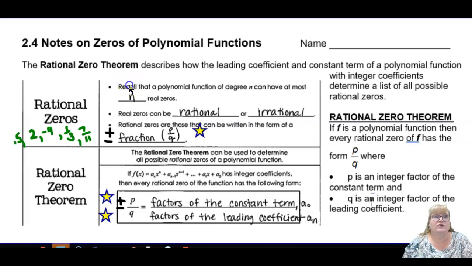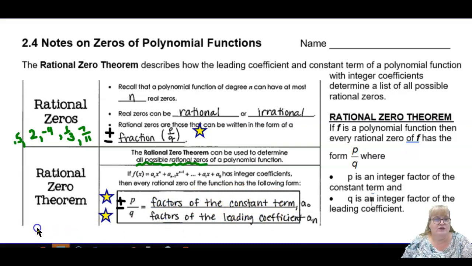imaginary numbers. So recall that the polynomial function of degree n can have at most n real zeros. Real zeros can be rational or irrational. To find the rational zeros, meaning they can be written as a fraction, there is a theorem that says when you have a polynomial, you can find all the possible, that's the important word here, all possible rational zeros. They won't all work. And you find them by taking the factors of the constant term over the factors of the leading coefficient.